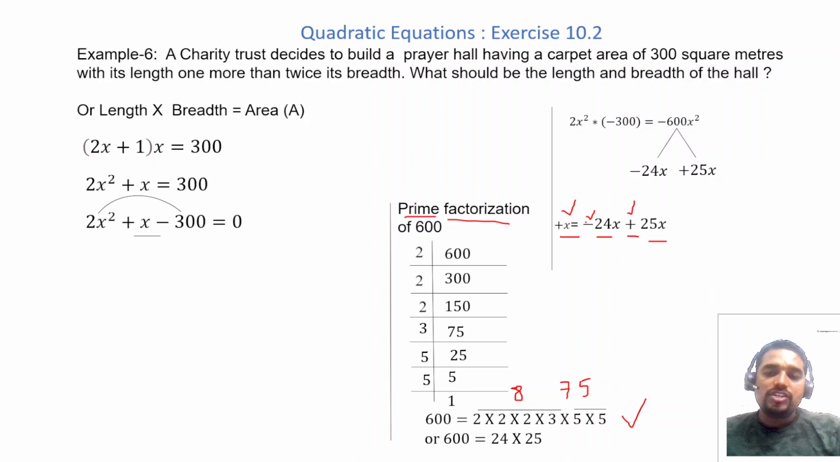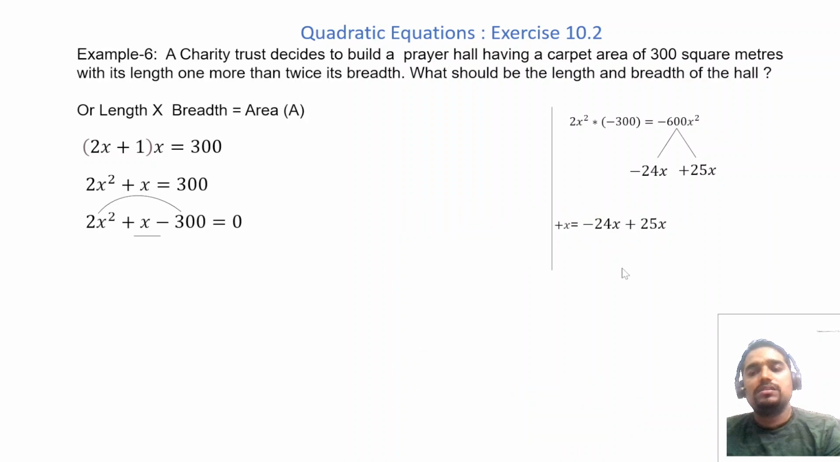But because our condition says upon addition or subtraction we have to get 1x, that is why we have taken 25 plus and minus 24. So here we are getting minus into plus is minus 25, 24 is 600, followed by x into x is x square. So upon multiplication with the selected factors we are getting minus 600 x square, and upon addition or subtraction we are getting plus x. Therefore the selected factors are satisfying both the conditions. These two are the required factors for us.